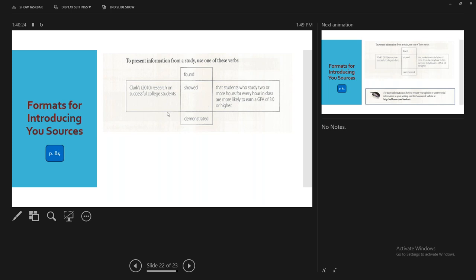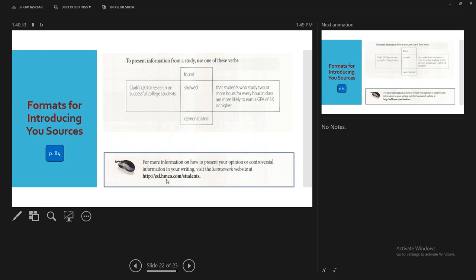Again, for more information, you can refer to your book, page 84, and in your book it's mentioned also that you can refer to this website, and you can find more information on this. That was chapter 4. Any questions?